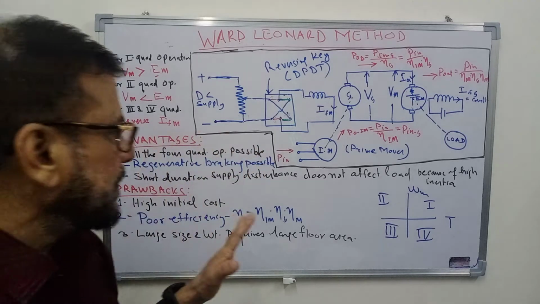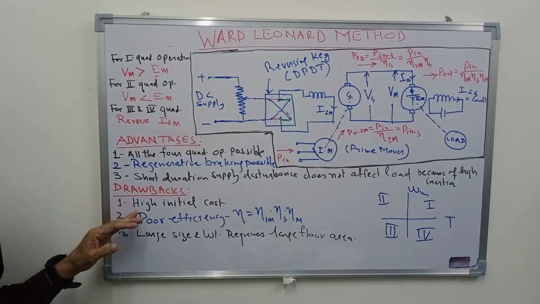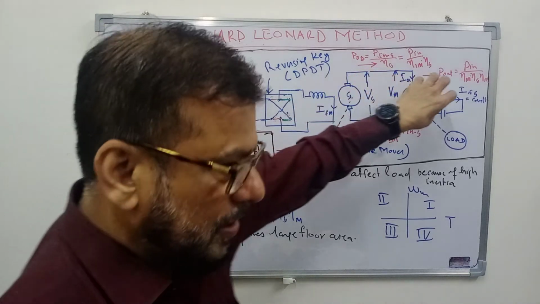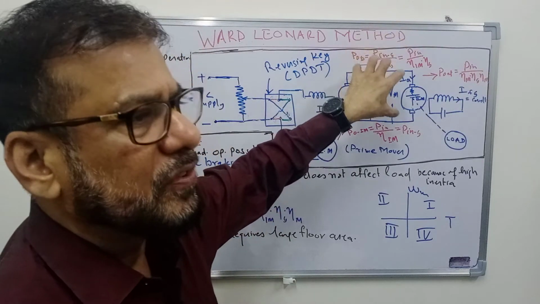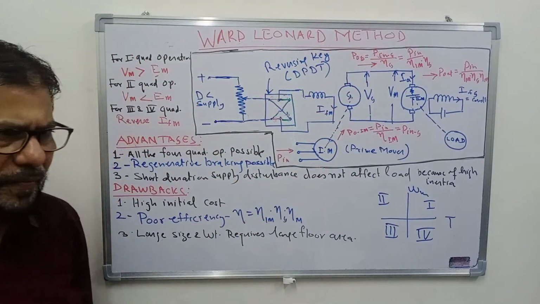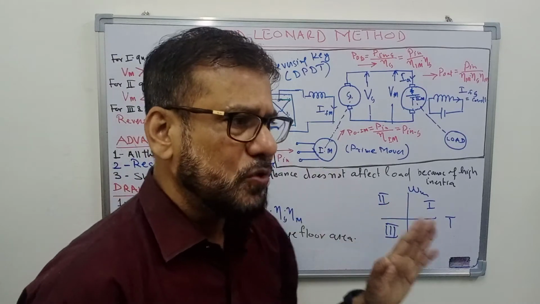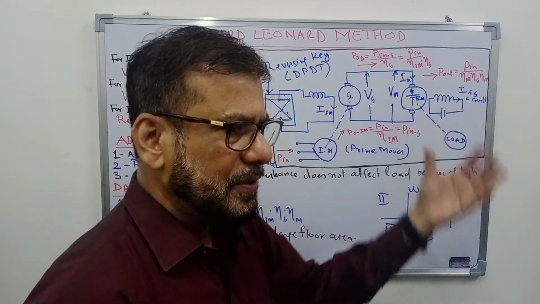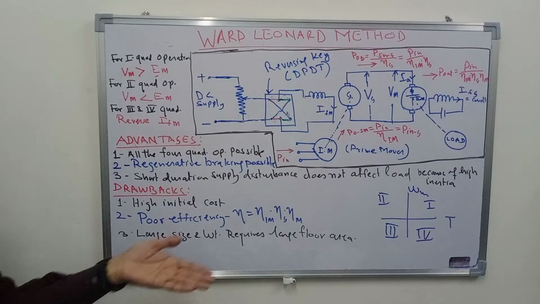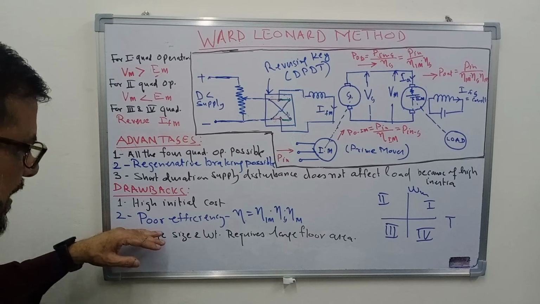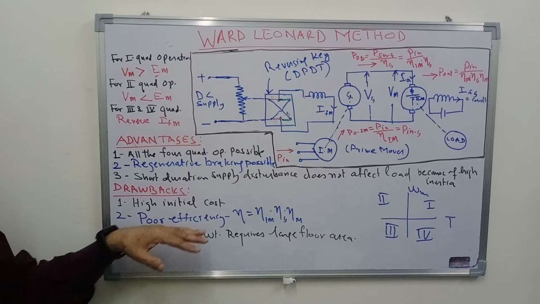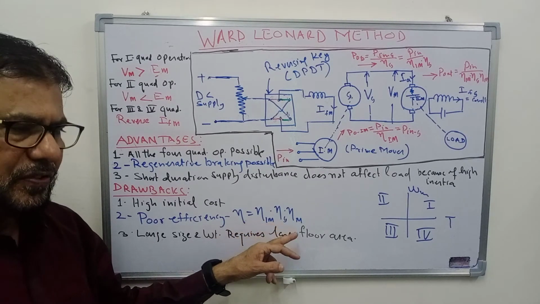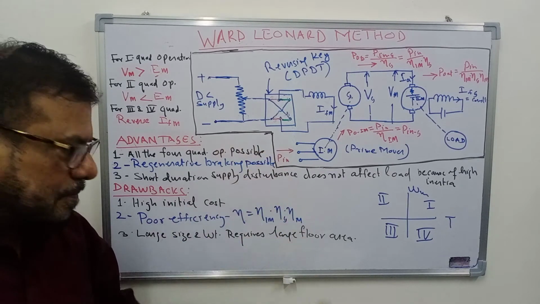Now what are the drawbacks? Drawbacks, as you can guess here, it will have a high initial cost, because to run this motor we require two additional machines of same rating. Assuming that the cost of all the machines are equal, the cost will be triple the cost of this motor. So the cost of the drive will be high. And again it will have a very poor efficiency. As I explained here, it is the multiplication of efficiency of the three machines. So efficiency is very, very poor.